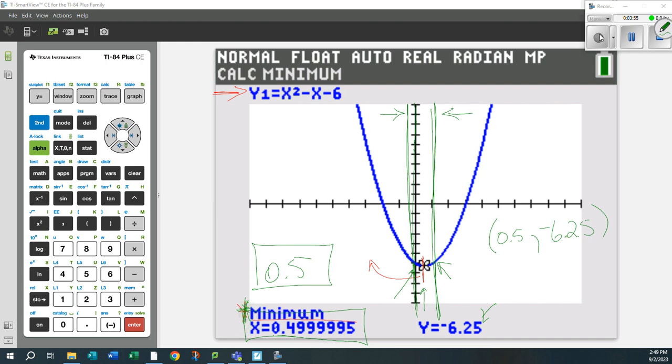Isn't that special? Now, here's the neat thing. I'm going to show you in the next podcast how to get rid of those decimals and make them into fractions. Stay tuned.